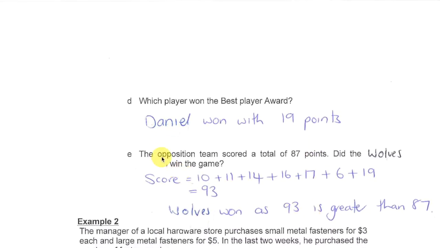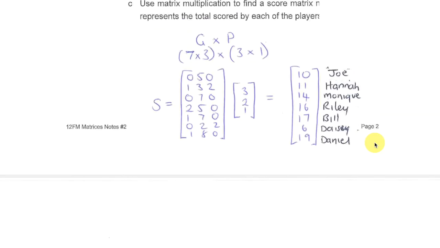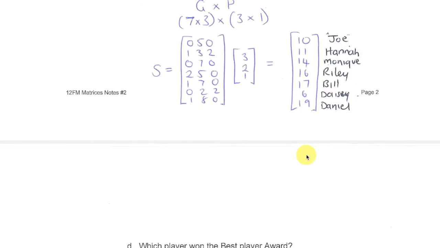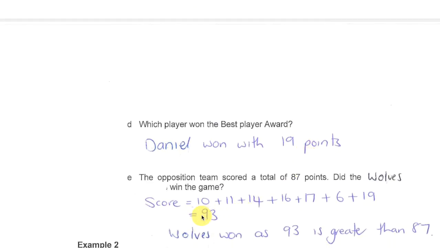E, the opposition team scored a total of 87 points. Did the basketball team win the game? So to work out how many points the entire team scored, we just have to add these together. So 10, 11, 14, 16, 17, 6, 19. And if we did that, it adds up to 93. So of course the Wolves, the basketball team, outscored the opposition, so 93 versus 87, so the Wolves won.